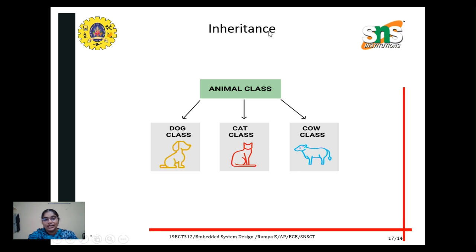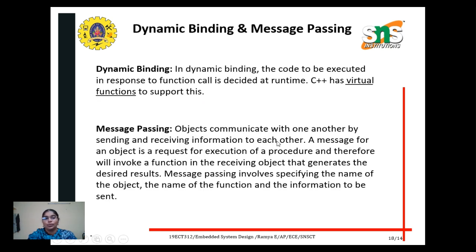Next important thing in OOPS concept is inheritance. So animal is a class. In animal we have a dog as one of the animals, cat as one of the animals, and cow as one of the animals. We have three classes. Animal is the class, and the subclasses are dog, cat, and cow.